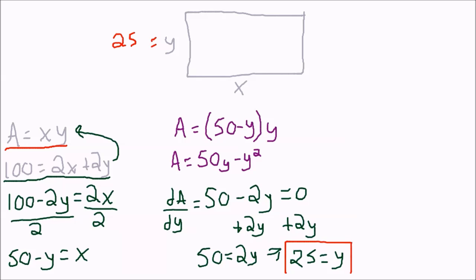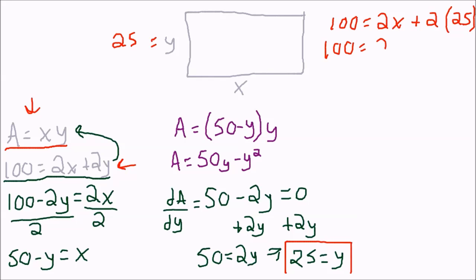So I can use that information to find out what x is going to be. Looking at my two equations over here, my area equals xy equation isn't going to be helpful in solving because I don't know what the max area is going to be. So I would have two unknowns, the A and the x. But looking at this equation, I can plug in 25 for my y and then solve for my x. So I'm going to have 100 equals 2x plus 2 times, I know what y is, 25, so we'll plug in 25. That's going to be 100 equals 2x plus 50.